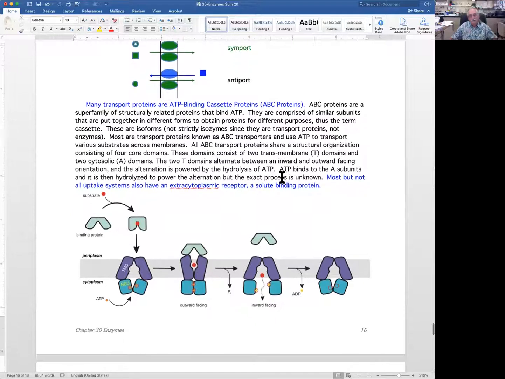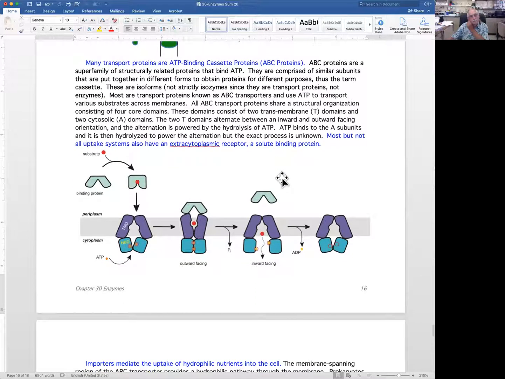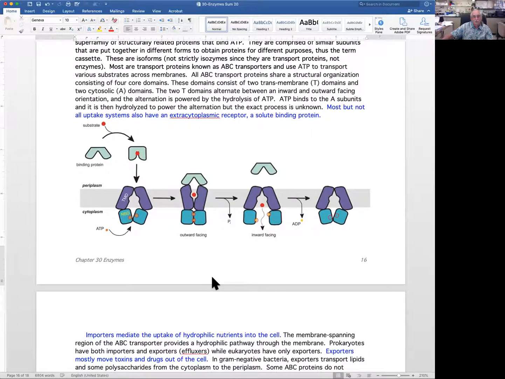Then I went into a little bit of detail about the ATP binding cassette proteins. Not that you really have to understand exactly. This is an artist's concept, by the way, based upon the data. But it gives you an idea of how they can work. So because it uses ATP, it's not passive. It can go up a gradient. You can concentrate things.